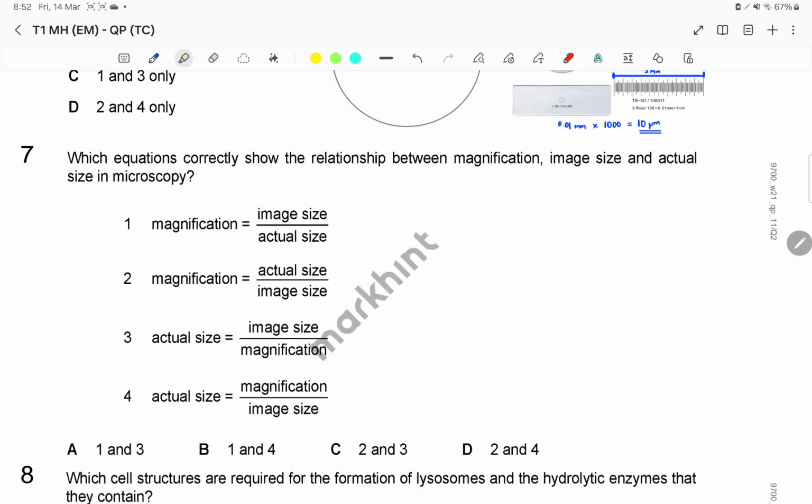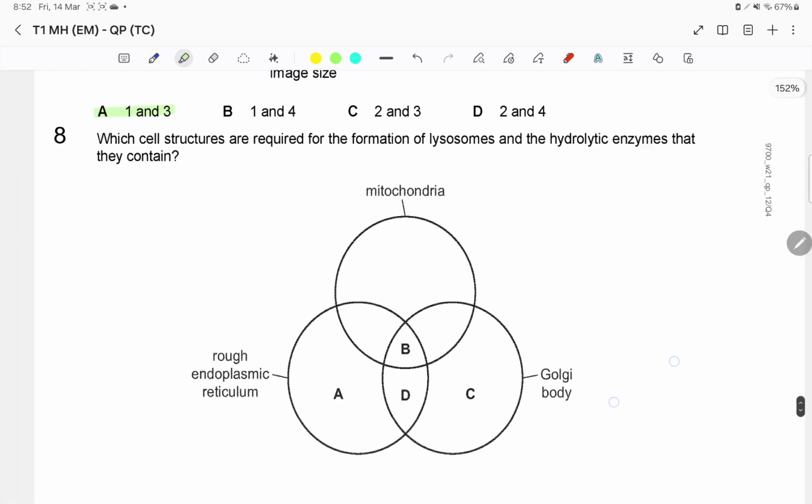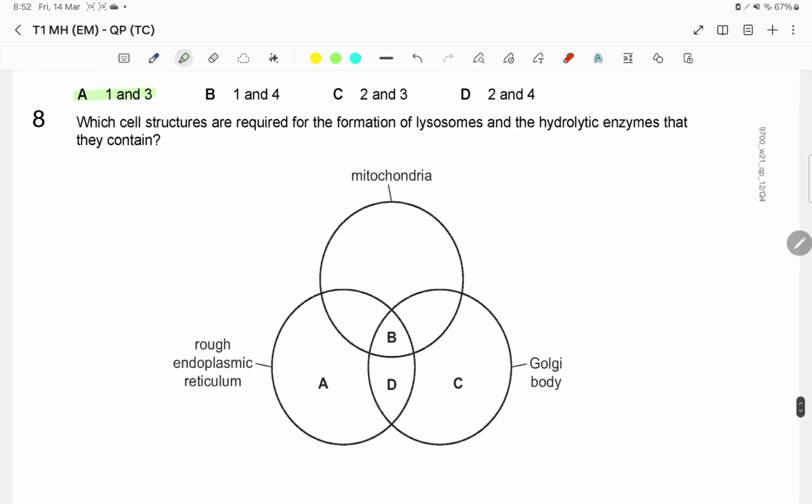I don't really want to spend too much time on question 7. I think you should already know by now this would be A. Using the formula, I think you guys are better at that, right? Next one: the structures which are required for the formation of lysosomes and the hydrolytic enzymes that they contain. Number 1, we know already the organelle that produces the lysosome is our Golgi apparatus or Golgi body, so that one is a tick.